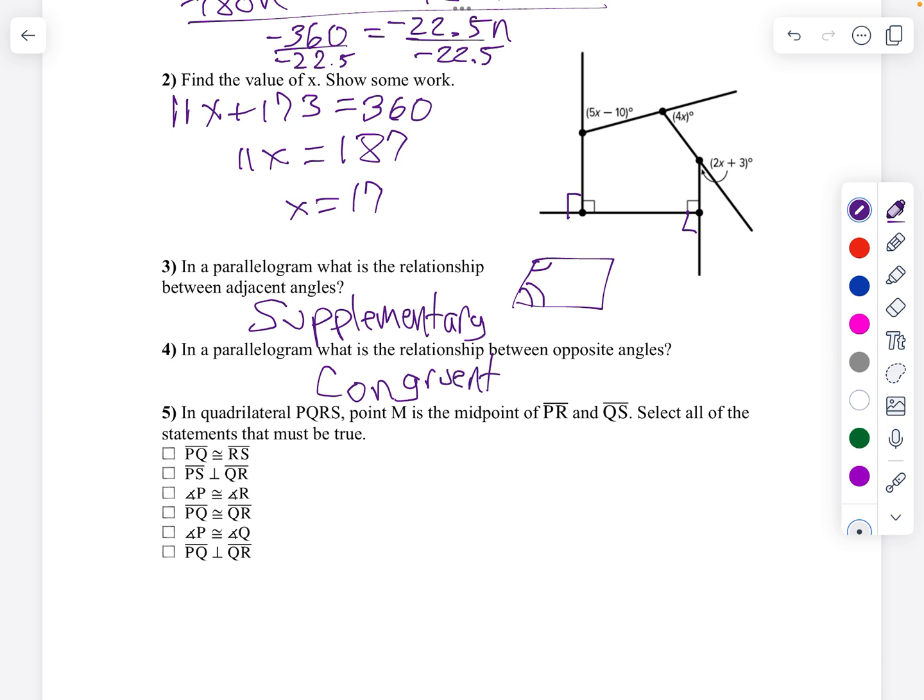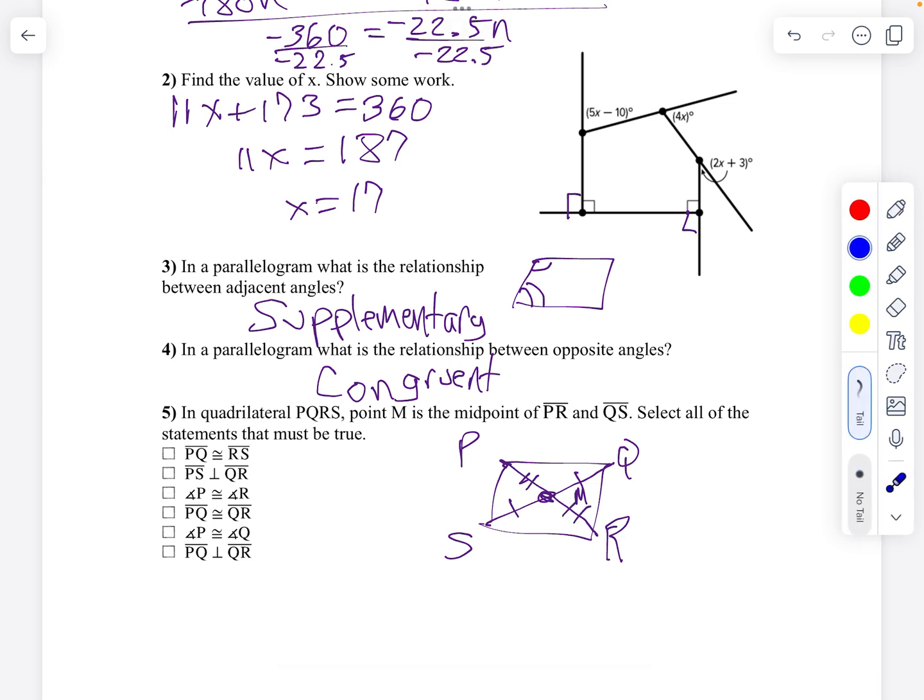Now on question 5, we got PQRS. And we know M is the midpoint of PR and of QS. So I know this is a parallelogram. So in other words, let's go through all the things that we know about a parallelogram. PQ congruent to RS. That makes it a parallelogram. We know the opposite sides are equal.